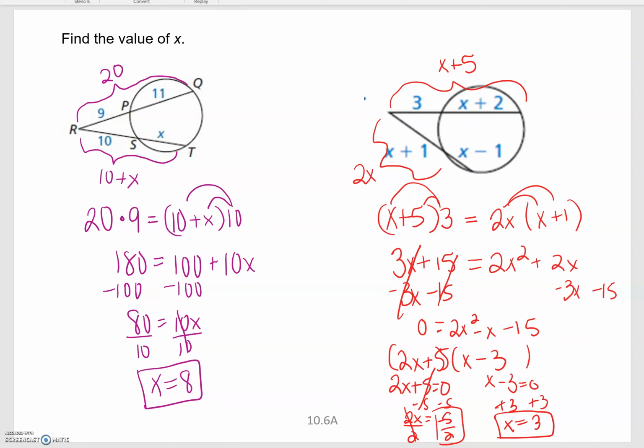Okay, now what I want to do is make sure that both of those make sense in my equations. So if I plug in negative 5 halves right here, that's a negative 2.5, then I would end up with a negative segment length, which does not make sense. So in this one, we are going to cross out the negative, and we only have the option for x equals 3. We can't have a negative segment length, so make sure if you plug it back in that it makes sense. If not, it's not an answer.